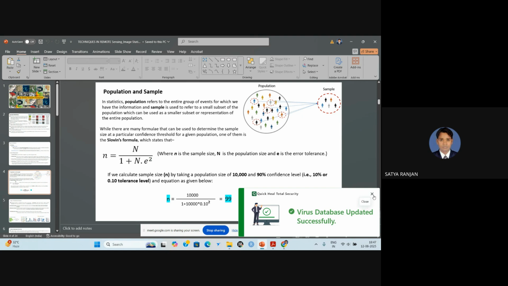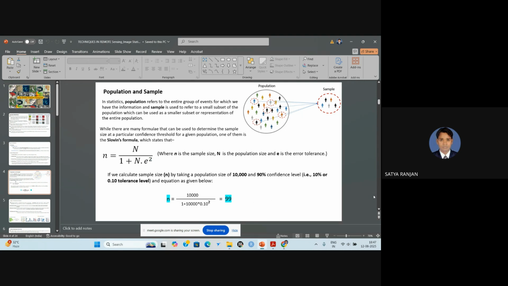Sample data is very important in GIS work, in remote sensing GIS work. There is Slovin's formula, that is n is equal to N by 1 plus N into e square, where small n is the sample size, capital N is the population size, and e is the error tolerance. So how much error is there?